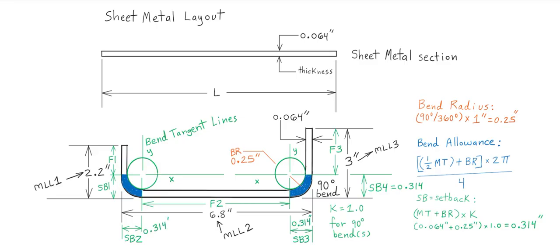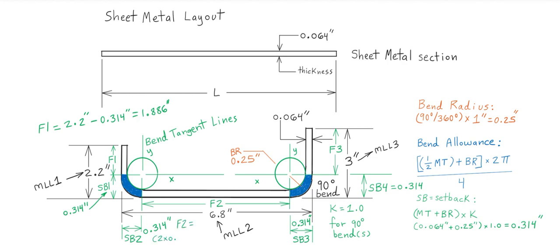We have 4, 2 on the horizontal, and then 2 separate ones on the vertical. So now you're able to subtract the setbacks from the total mold length line to calculate the flats. So now it's really simple. You just take 2.2 minus 0.314. So F1 is 1.886 inches.